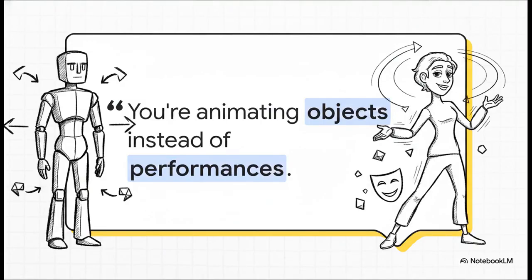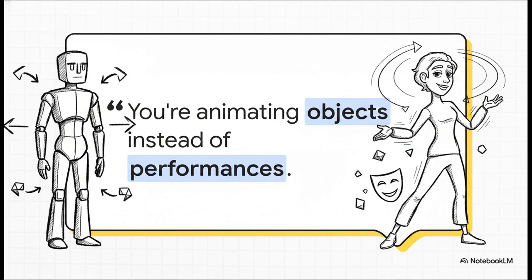So the crucial point is synthesized perfectly into this fundamental truth. Your 3D animation feels dead because you are animating objects instead of performances. It is not about lacking technical skill, and it's certainly not about needing a more expensive software package. It's a fundamental philosophy. You literally have to stop treating your models like rigid action figures that you just pose from point A to point B.